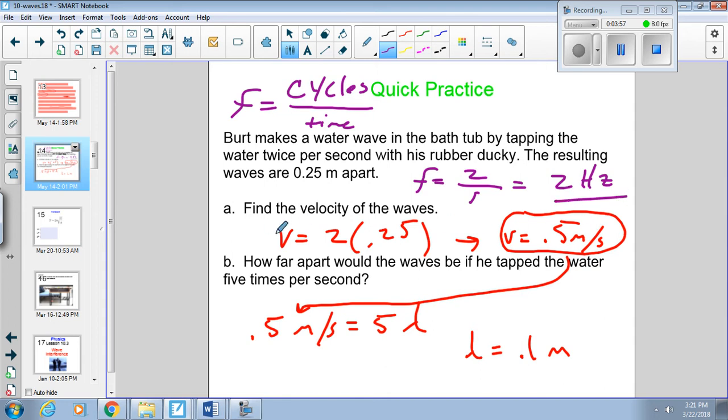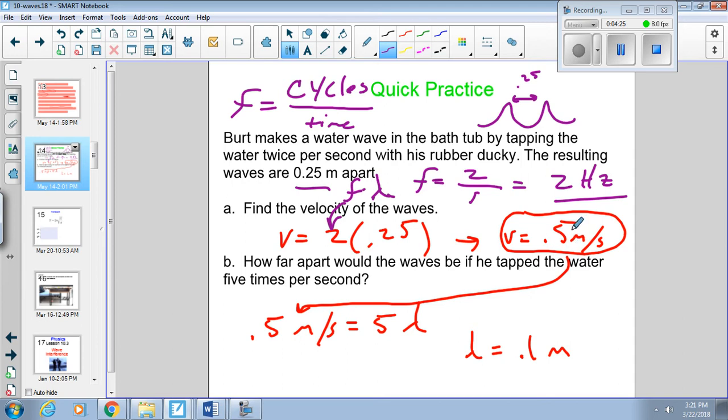Then to find velocity, you take that frequency and multiply it by your wavelength. Why does that look like an A? That's better. Times your wavelength, which is 0.25 meters apart. And you're going to figure out the velocity, which is about half a meter a second.